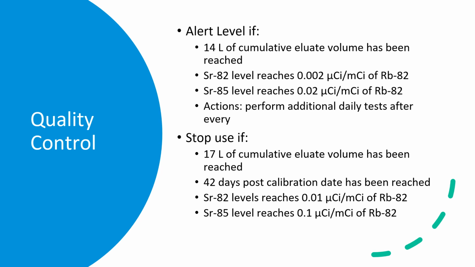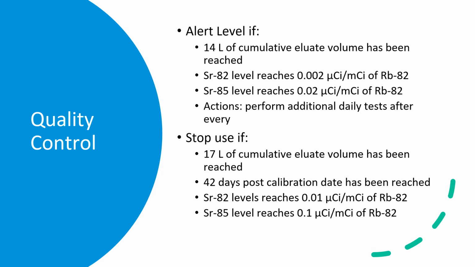These are the alert levels. If any one of these alert levels are reached, then the technologist must perform additional daily QC and tests after every patient. The first one is 14 liters of cumulative eluate volume that has been reached. That indicates that it's approaching the maximum amount of saline that can be used for that generator. And so additional quality control is needed to make sure that not too much strontium is coming through to the patient. And then the strontium-82 and 85 limits.